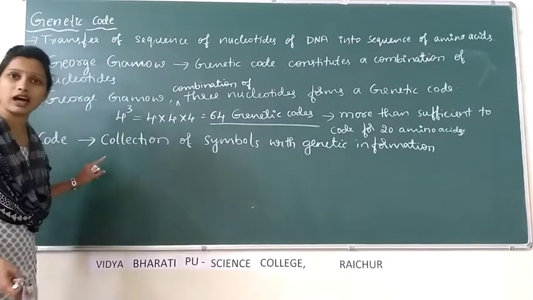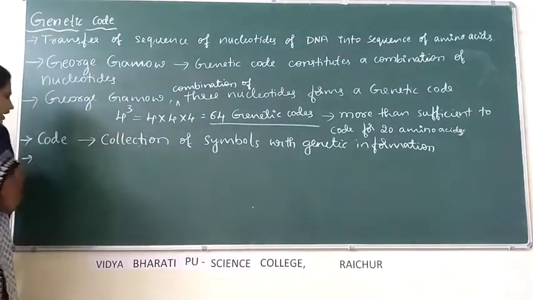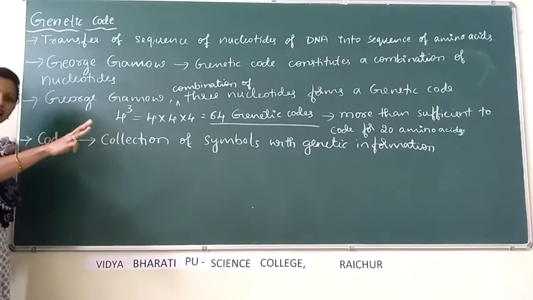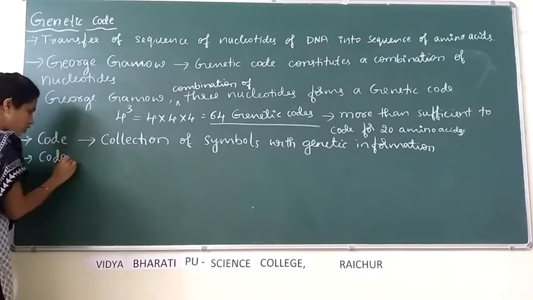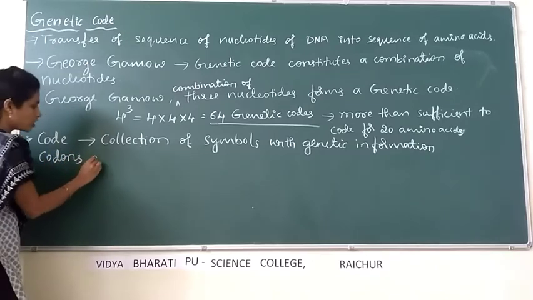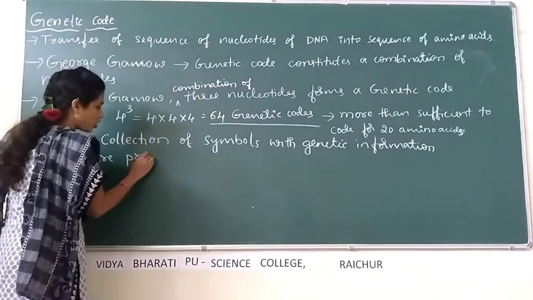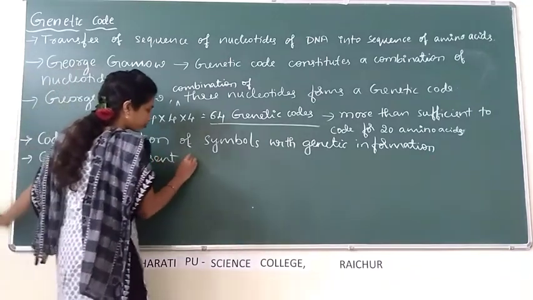And codons are present on mRNA. Codons mean again a combination of 3 nucleotides. A combination of 3 nucleotides is also called a codon. These codons are present on mRNA.